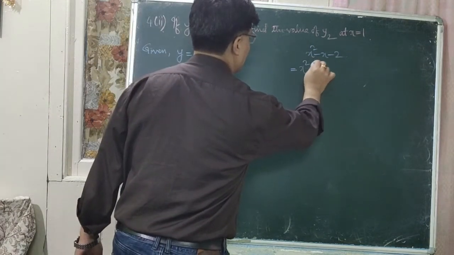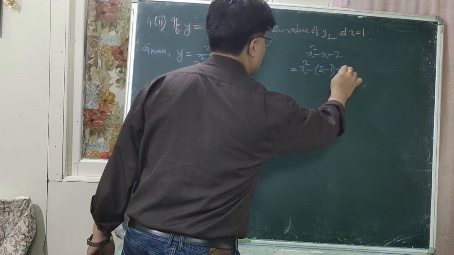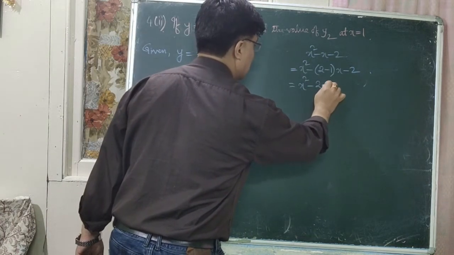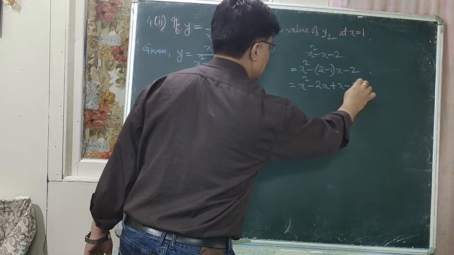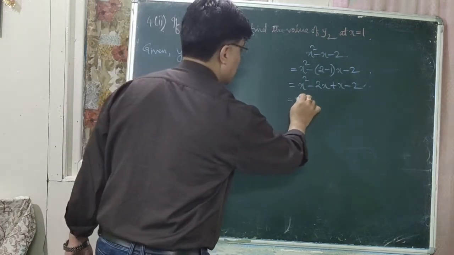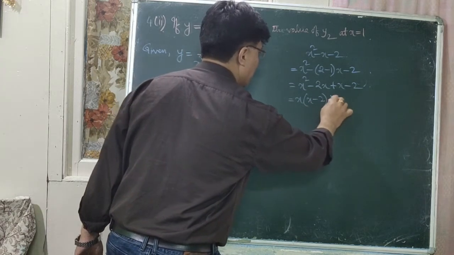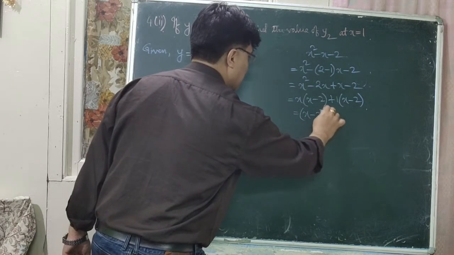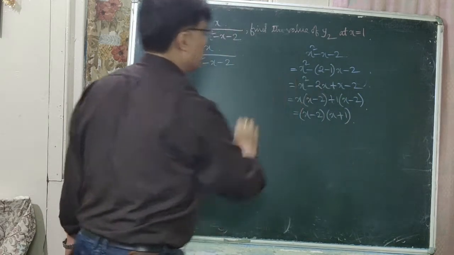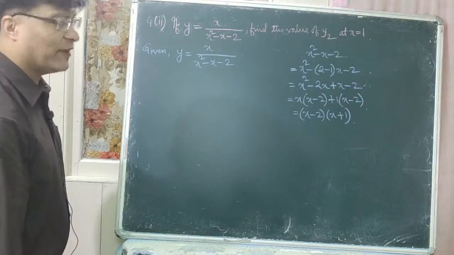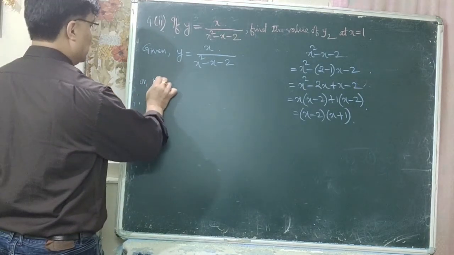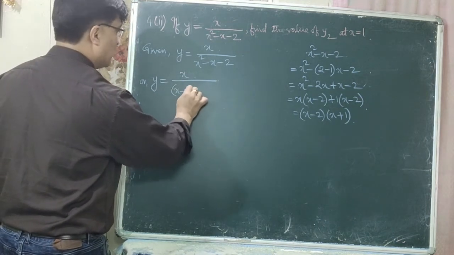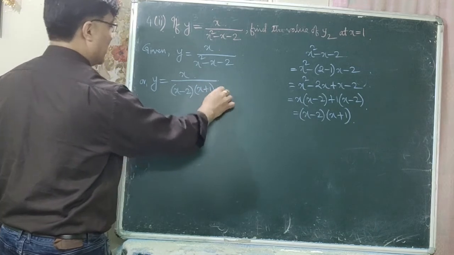So it is x square minus within bracket 2 minus 1 into x minus 2, right? So that is equal to x square minus 2x plus x minus 2. Here x is common in the first two terms, and x minus 2 is common, which is equal to x minus 2 into x plus 1. So these are the factors. Let us write it here. So y is equal to x upon x minus 2 into x plus 1.